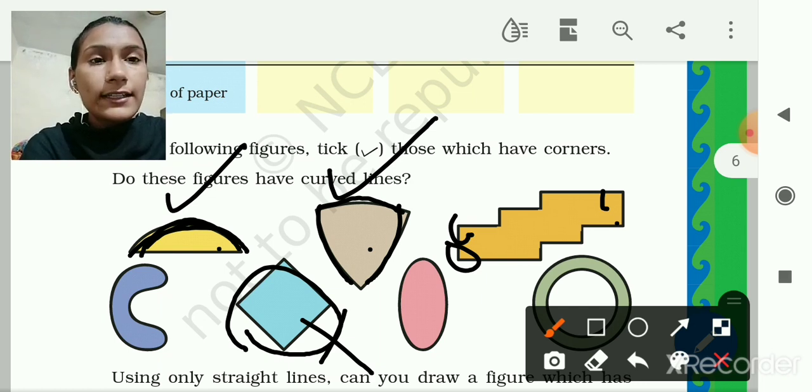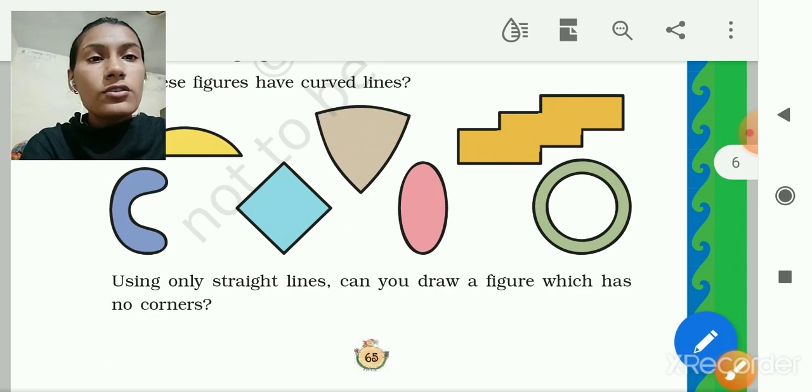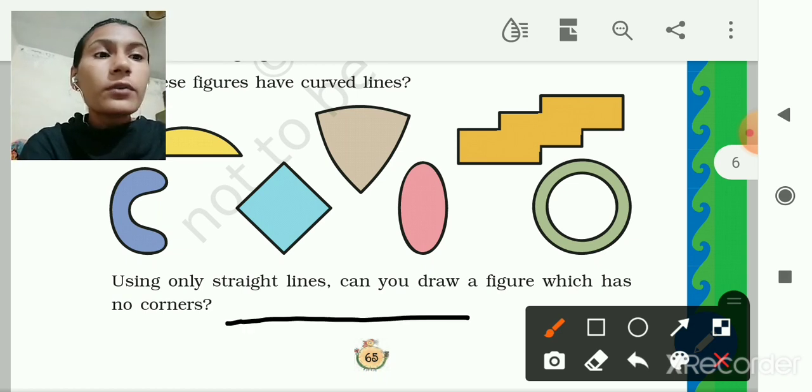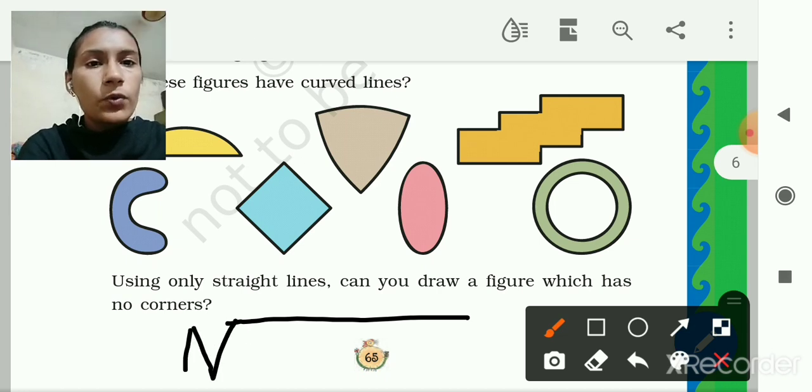So you can tick these figures in your textbook. Then, using only straight lines, can you draw a figure which has no corners? No, we cannot draw any figure which has no corners using straight lines. So here the answer is no.